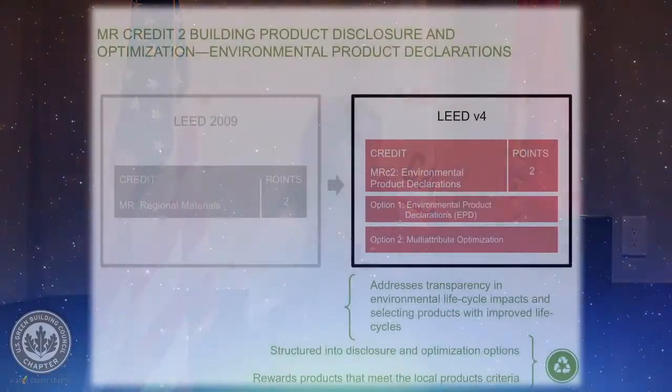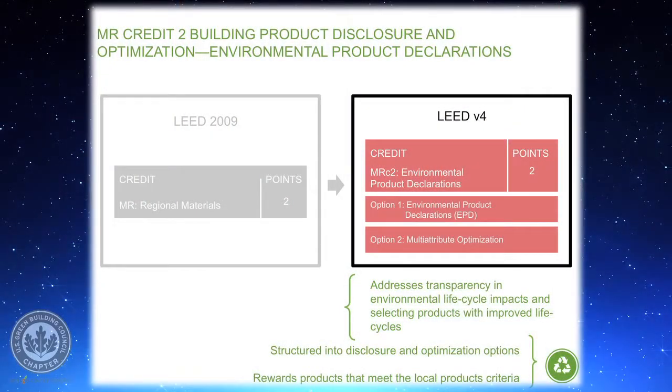Is there a percentage of products that need to meet that requirement? Do you list all of them, or? So the way that it works for option 1, it's based on a product number approach. So it's 20 products from at least 5 different manufacturers.